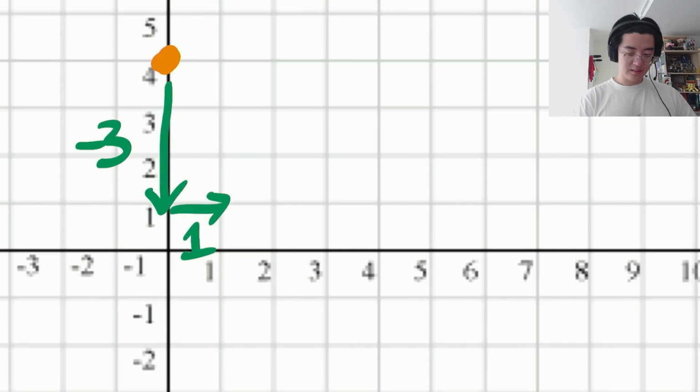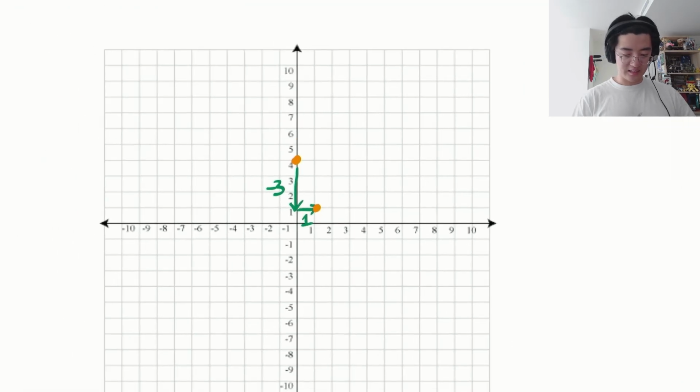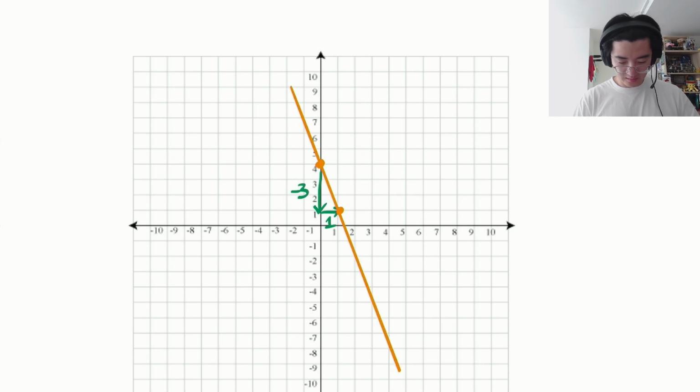So that's our second dot right here. Okay, and again, we grab our ruler. This is a bit more precise here. That looks good enough. Right, that's our graph right here.